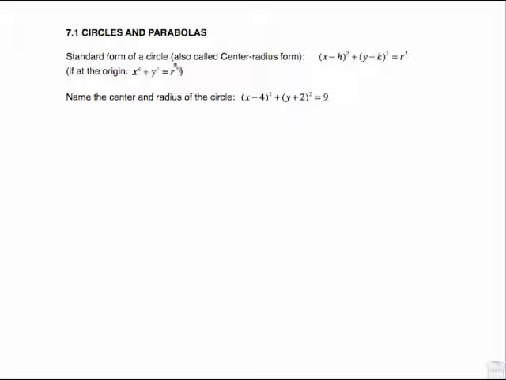The standard form of a circle, also called in this book the center radius form, is (x - h)^2 + (y - k)^2 = r^2. H and k is your center. Your radius is r. That's why this is also called the center radius form. If your circle is at the origin, it is just x^2 + y^2 = r^2, because if h and k are 0, it's going to simplify to x^2 + y^2 = r^2.